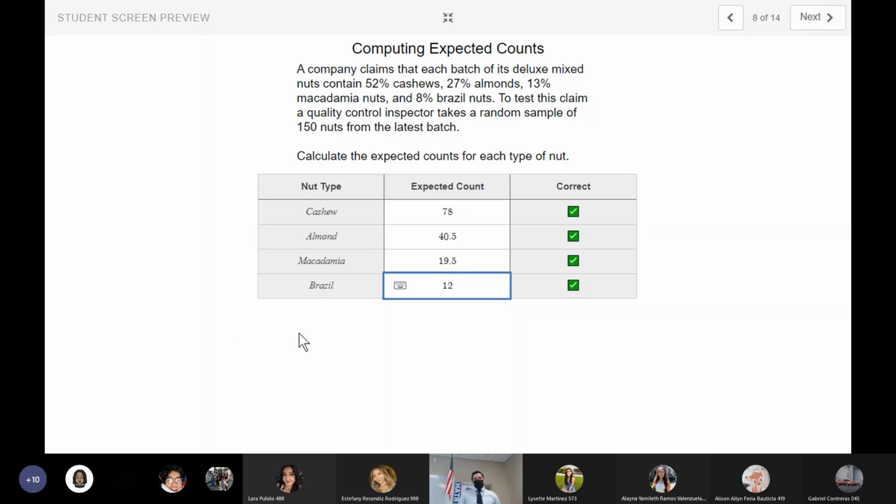So anything I can clarify on this one? In computing our expected counts when it's not equally likely events.